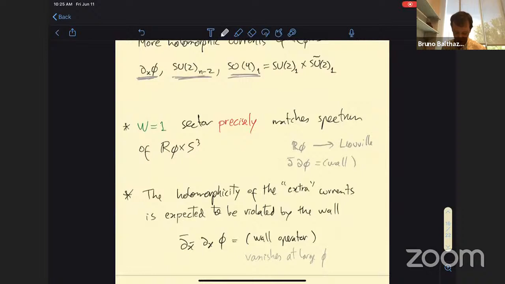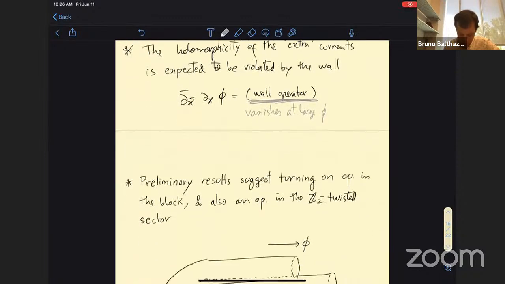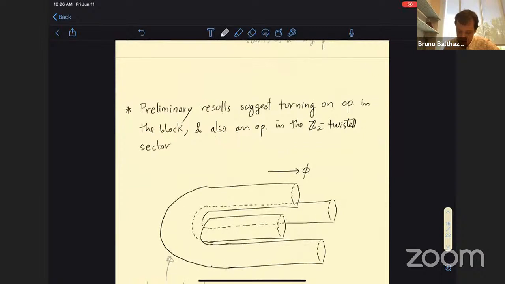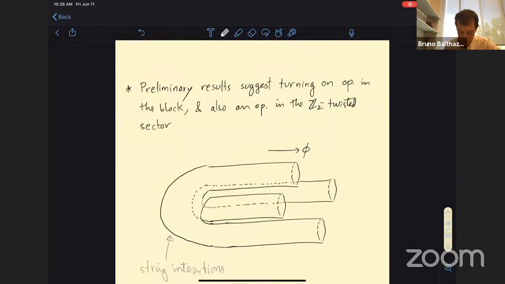So in other words, we can try to use these holomorphic currents and explore their lack of holomorphicity to derive what the wall operator is. And we find that indeed this wall operator, by this worldsheet calculation, gives an operator that vanishes at large phi. Okay, some preliminary results suggest that we have to turn on an operator in the block, so inside each R phi cross S1 cross Landau-Ginzburg, as well as an operator in the Z2 twisted sector.